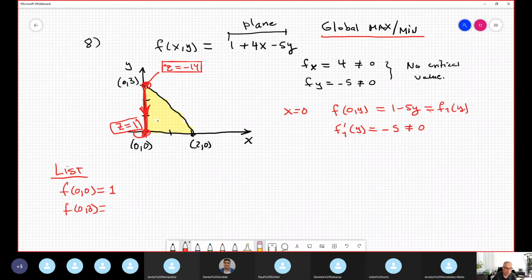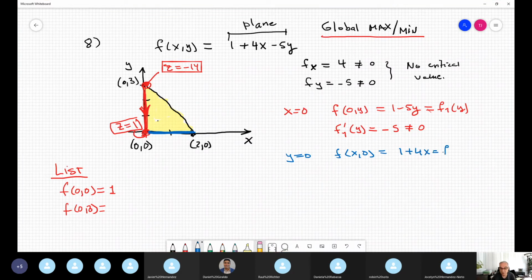Let me continue on this. Let me change the color, blue. I try to do it easy. I know that I need to travel also along the hypotenuse of this triangle. Okay, this is y equals 0. So I assume that at y equals 0, the function is 1 plus 4x. I call it function 2, depending only on x.